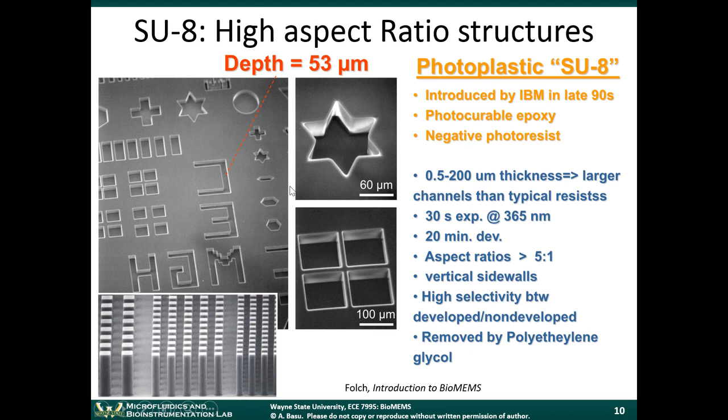So SU8 is a material that was introduced by IBM in the late 90s. This is a negative photoresist. It is very popular. You'll see it in almost every microfluidics lab. The reason why it's popular is that you can make thick layers, and you can also make high aspect ratio layers, high aspect ratio exposures. So I'll explain what that is.